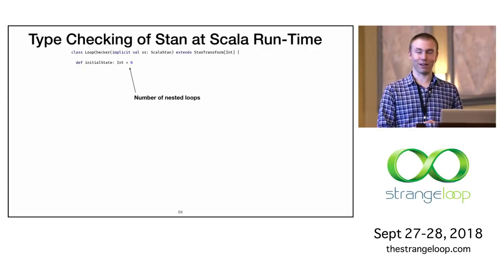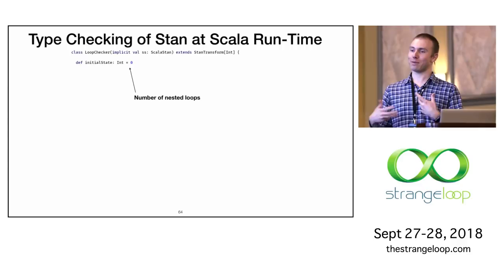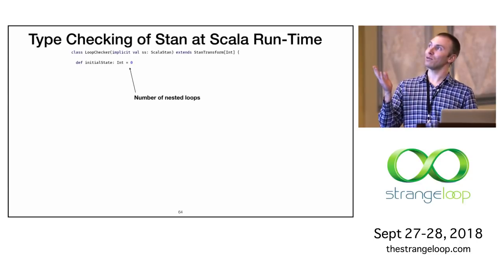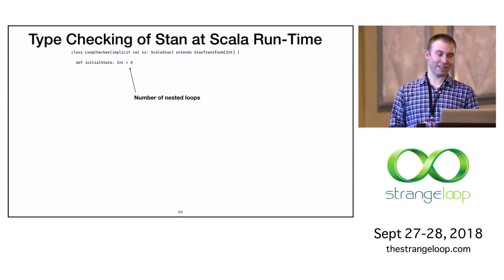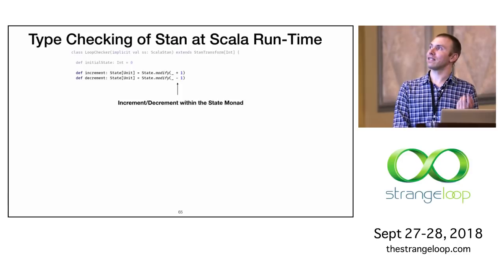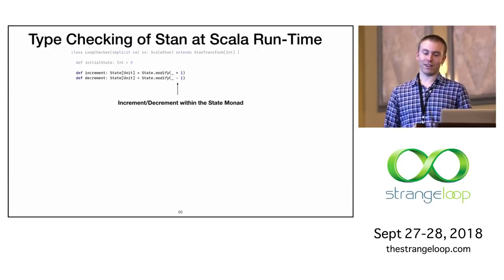And it turns out, well, since we have the abstract syntax tree of the Stan program before we generate the Stan code, we can actually do that. And so we have this loop checker thing in ScalaStan that maintains the number of nested loops. It starts with an initial state of 0, so there are 0 loops. And then we have these increment and decrement functions to increment and decrement the number of loops.